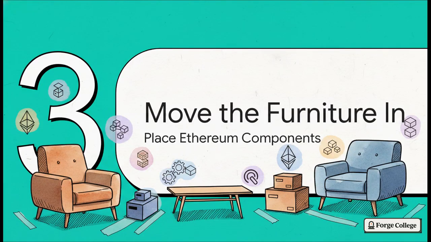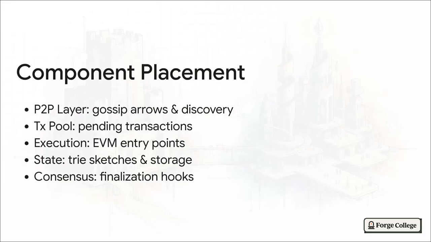Section 3. Moving the furniture in, placing Ethereum's components. All right, our walls are up, so it's time to move the furniture in. Inside the networking room, we drop in our gossip arrows. Down in the transaction flow room, our pending transactions take a seat. Execution gets the EVM entry points, state storage gets those neat state trie sketches, and consensus gets the finalization hooks.